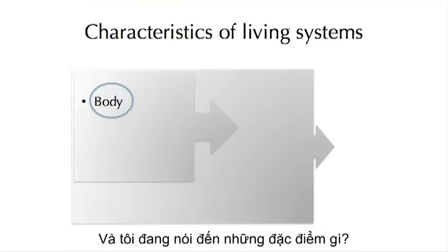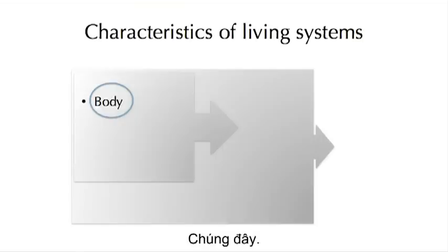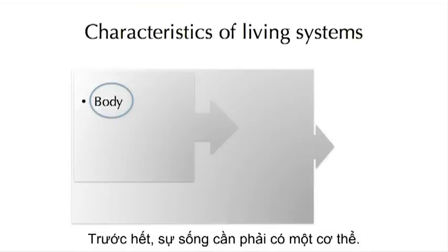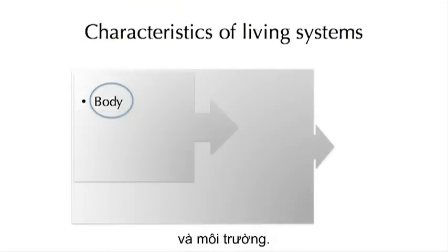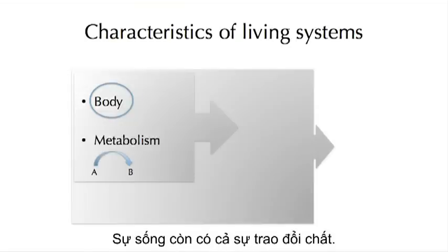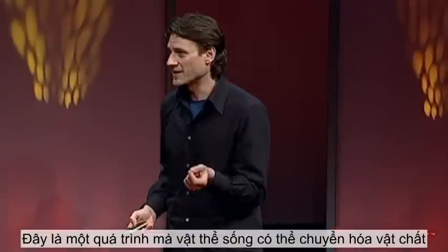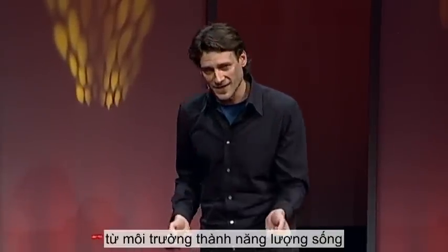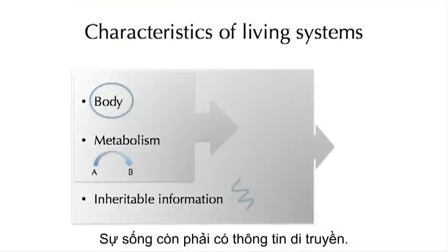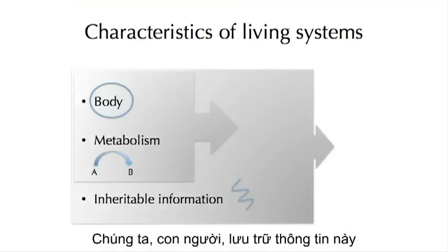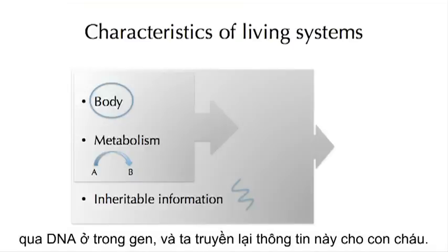So what are these characteristics that I'm talking about? These are them. We consider first that life has a body. Now this is necessary to distinguish the self from the environment. Life also has a metabolism. Now this is a process by which life can convert resources from the environment into building blocks so it can maintain and build itself. Life also has a kind of inheritable information. Now we as humans, we store our information as DNA in our genomes, and we pass this information on to our offspring.